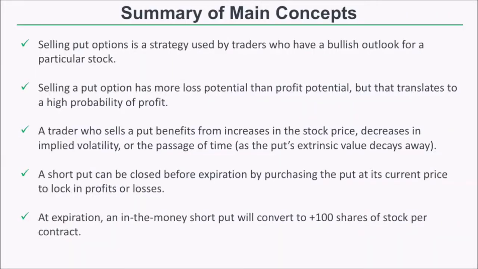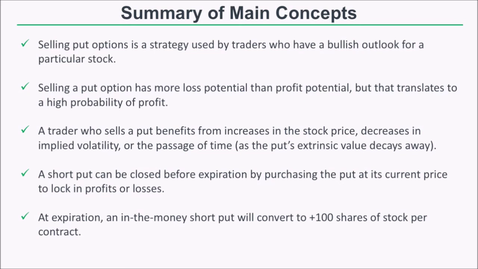Alright, so let's recap the main concepts that you've learned from this video. So first of all, selling put options is a strategy used by traders who have a bullish outlook for a particular stock. Now, selling a put option has more loss potential than profit potential, but that translates to a higher probability of profit. So there's always a relationship there between the amount you can make and the amount you can lose, and the probability of making money on that trade.